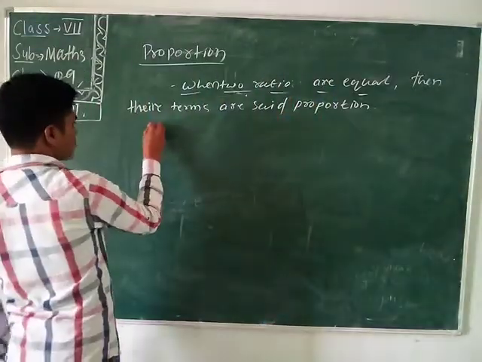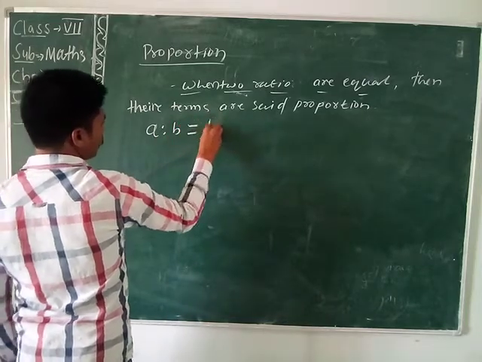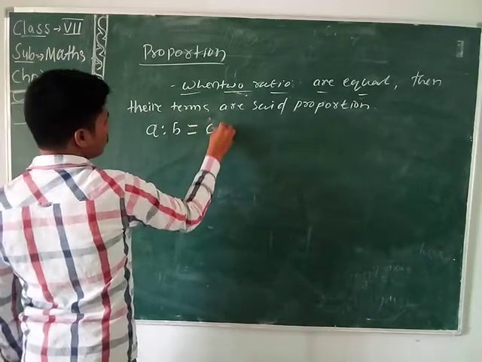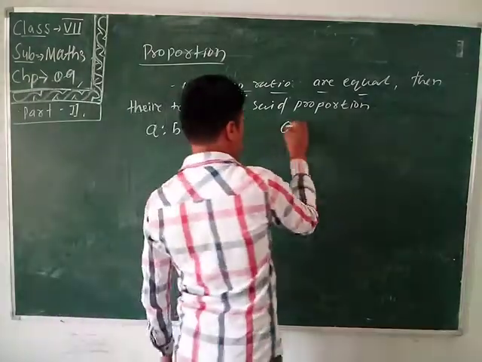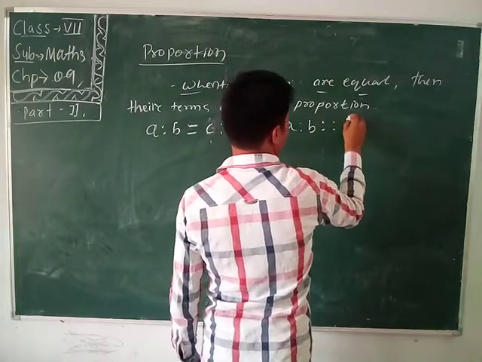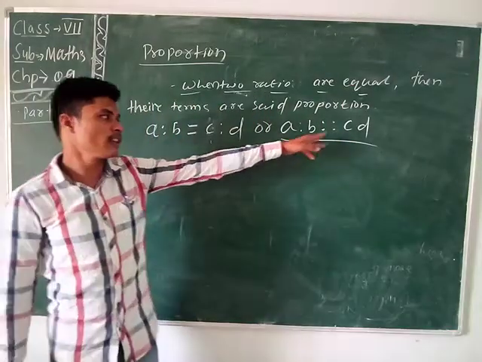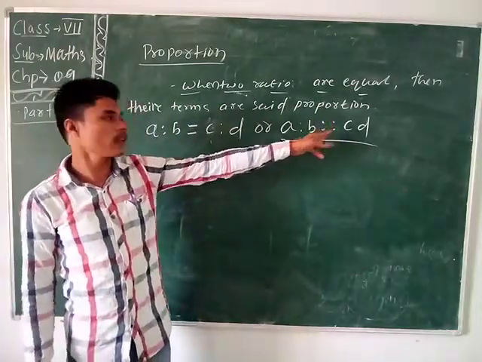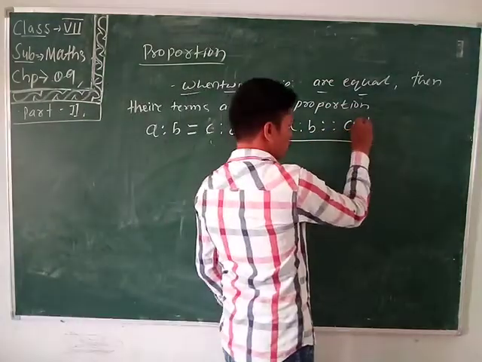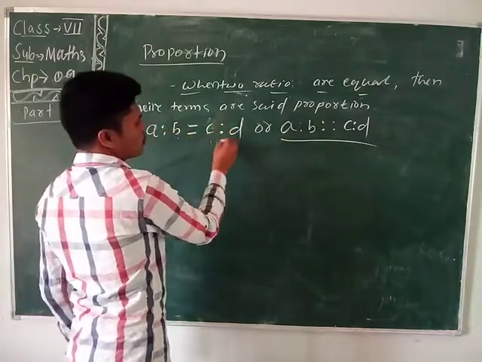That means we can write A is to B equal to C is to D. Or we write A is to B proportion C is to D. It is the sign of proportion. A is to B proportion C is to D means A is to B equal to C is to D.